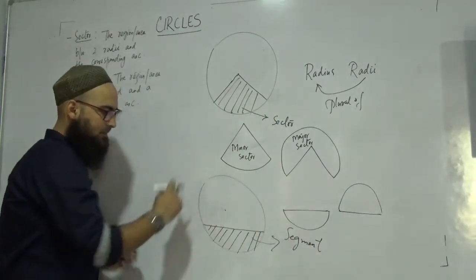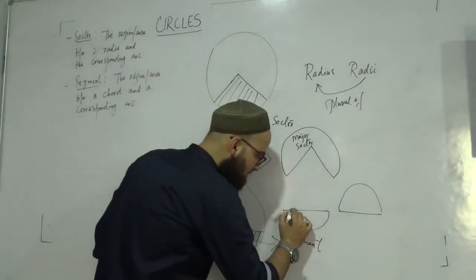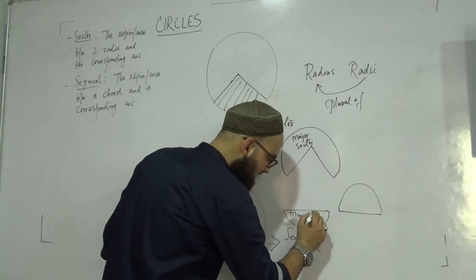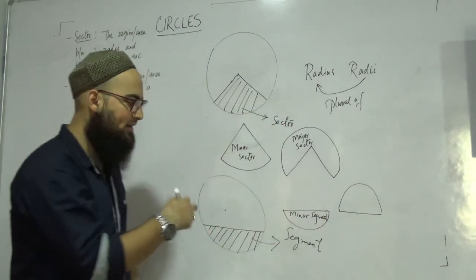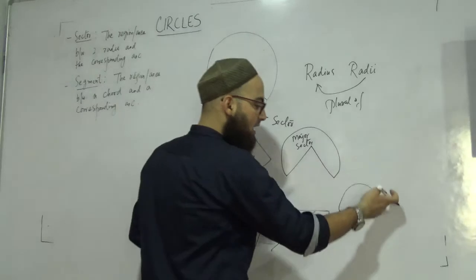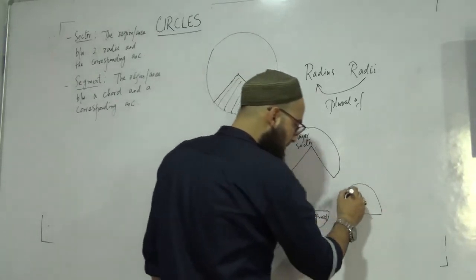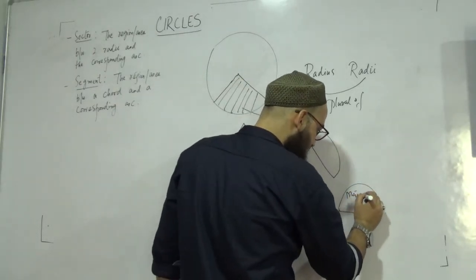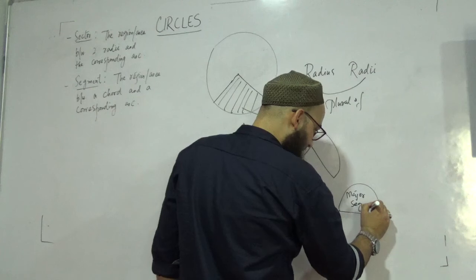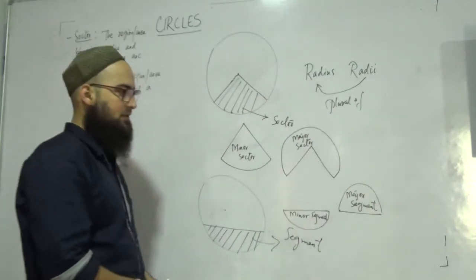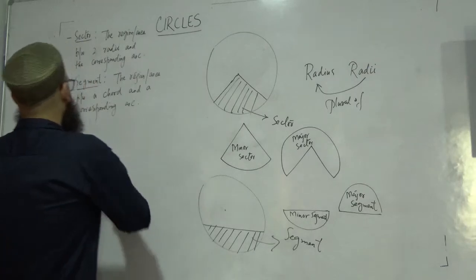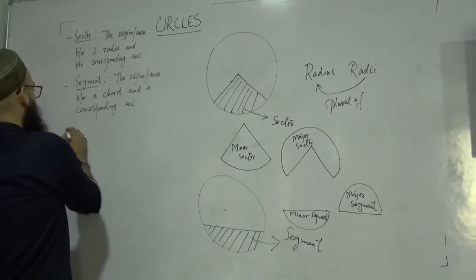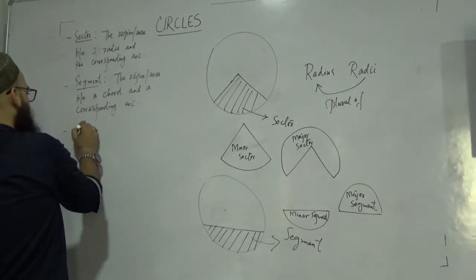Then what's the difference? This is called the minor segment. If you have a minor arc associated with the chord, that's a minor segment. If you have a major arc associated with the chord, that is called the major segment. You got it? Major and minor.